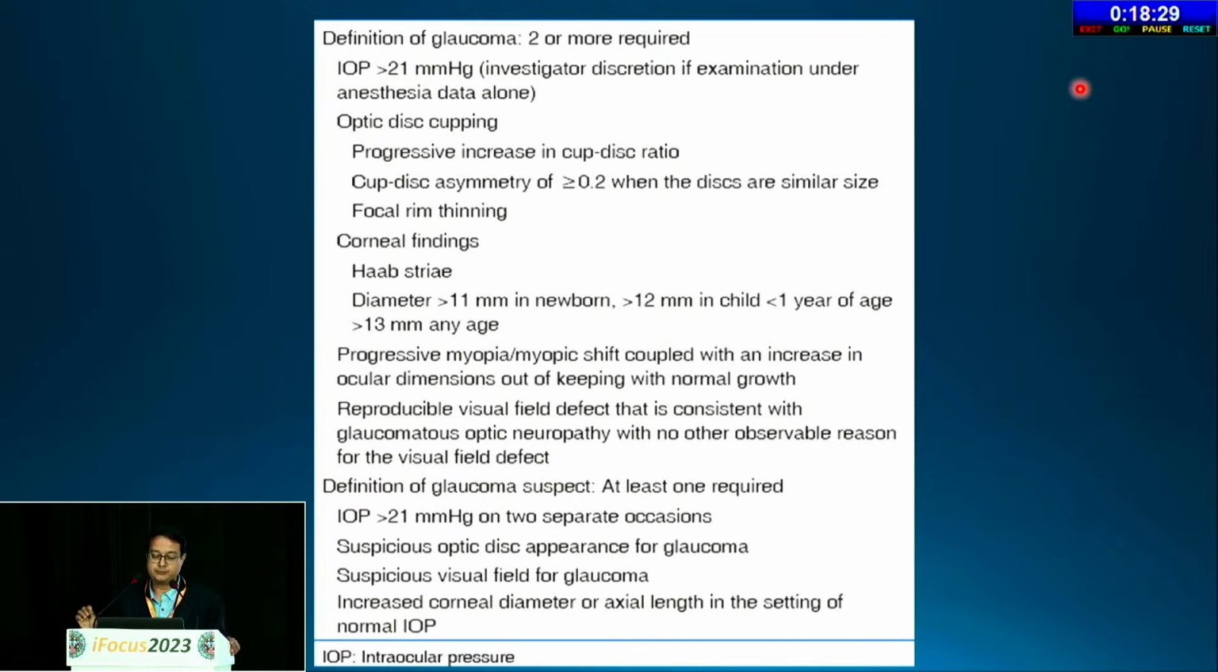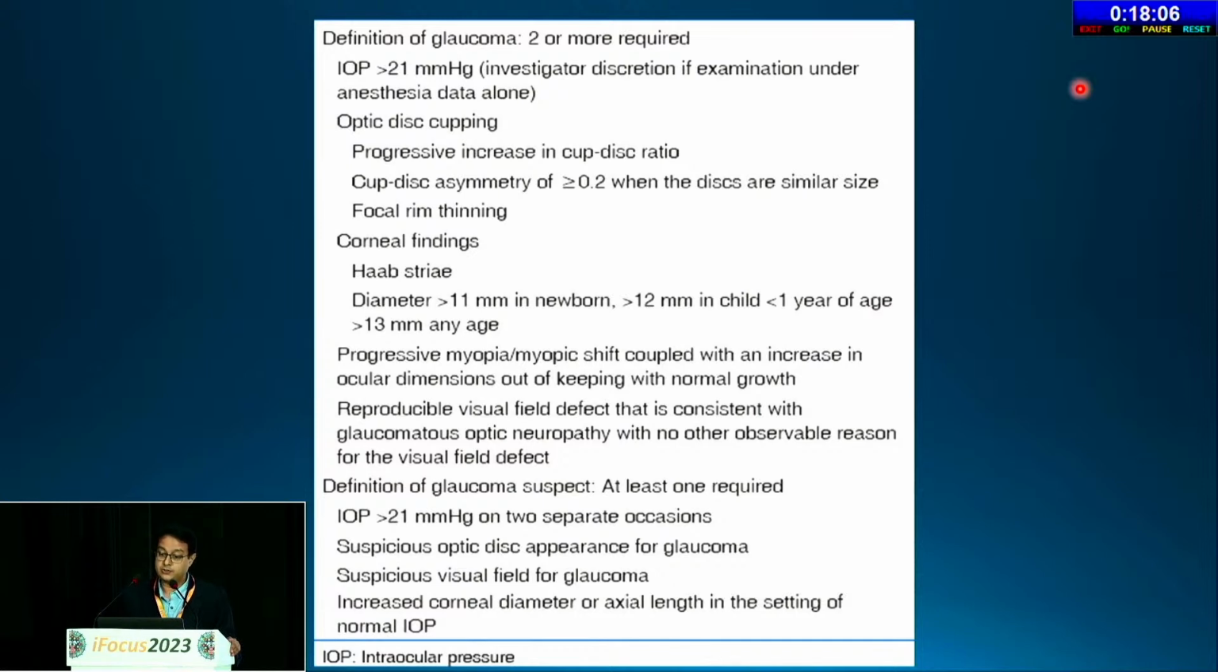This leads to typical findings, which are the breaks in the Descemet's membrane, called Haab striae, and an enlargement of the eyeball size. Now, what size of enlargement is important? More than 11 millimeter in a newborn, more than 12 millimeter in a child of 1 year of age, or more than 13 millimeter at any age. If you find any child with this large eyeball size, always keep congenital glaucoma or developmental glaucoma in mind.